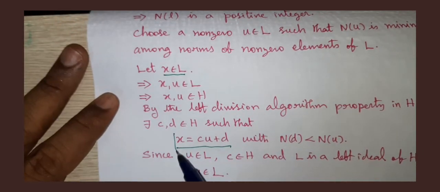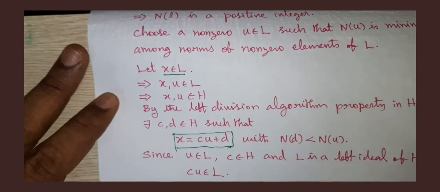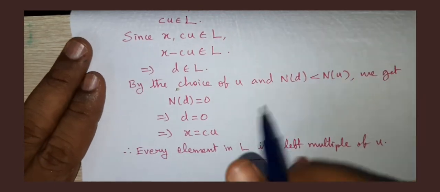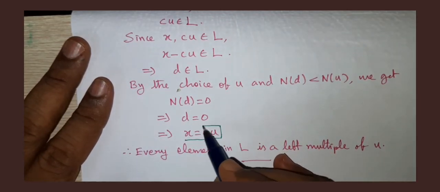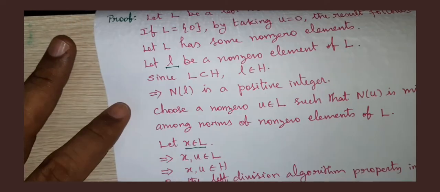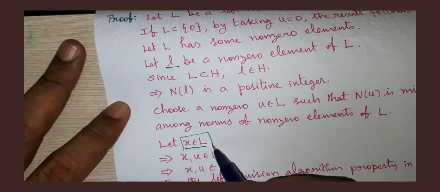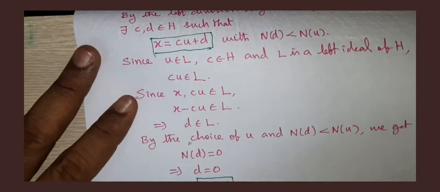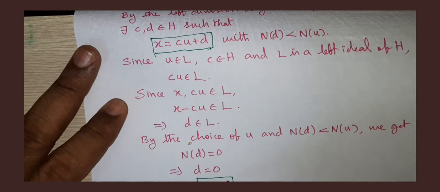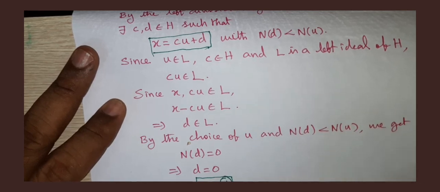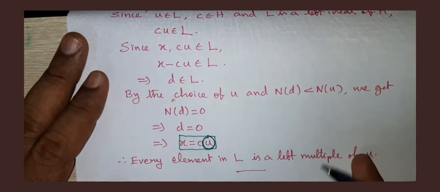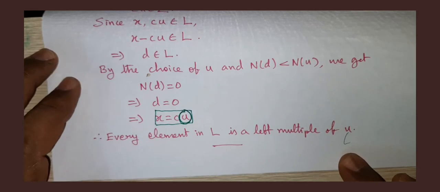When D becomes 0, what happens to X from this? X is simply Cu. You can see that X is Cu. Therefore, what is X? X is a general element of L. So if you take any general element of L, that can always be written as a left multiple of U. Therefore, every element in L is a left multiple of U. That completes the proof of the theorem.